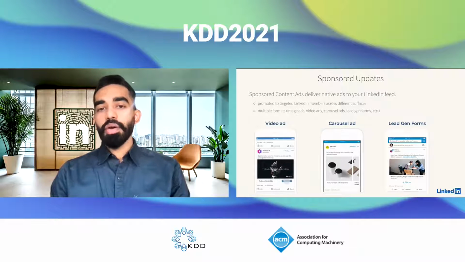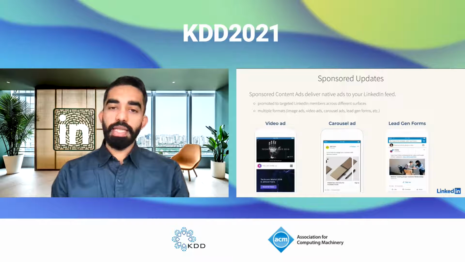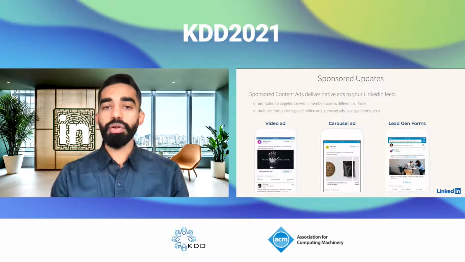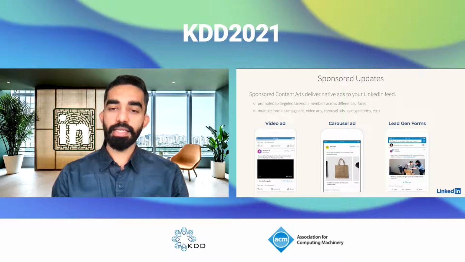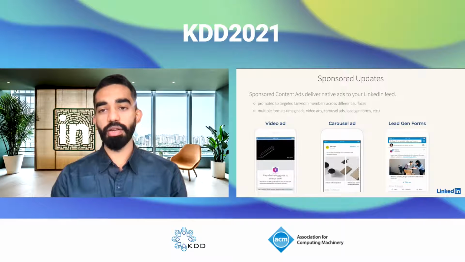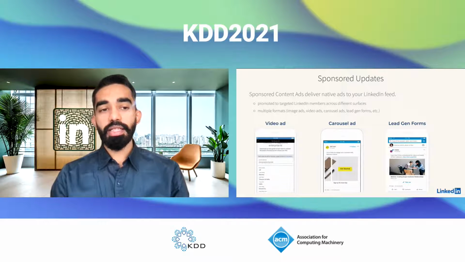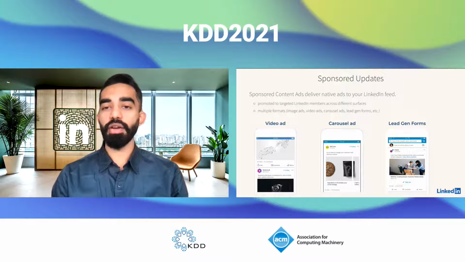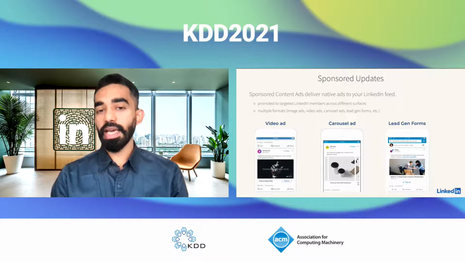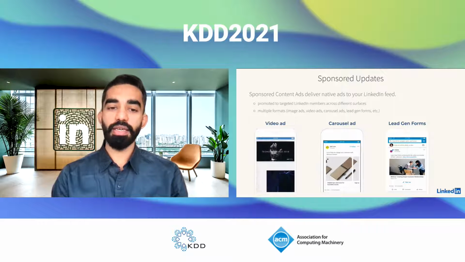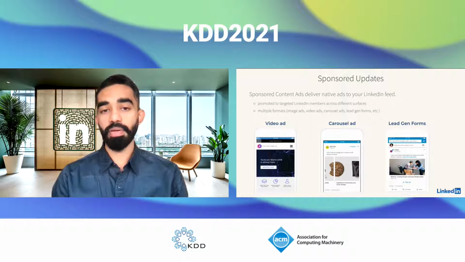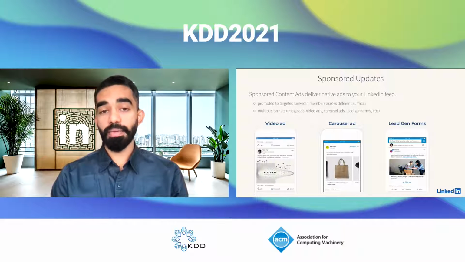Although we are going to talk about near real-time personalized models that can generically apply to most recommender systems, we're going to ground the application in LinkedIn ads, or sponsored updates as we call it. Here, the task is to predict the click-through rate of an ad given a member's browsing context. These are the ads that you might have seen on your LinkedIn feed. It could be just plain text, an image, a video, a form, or even a carousel.